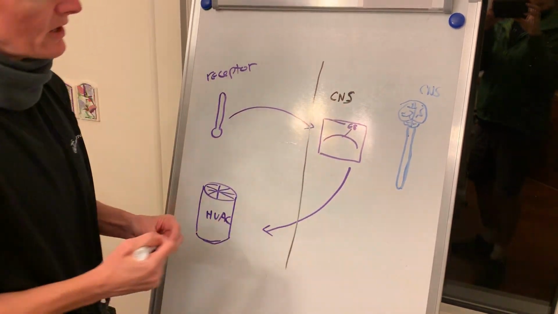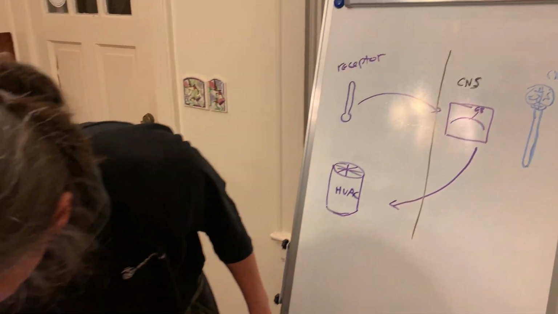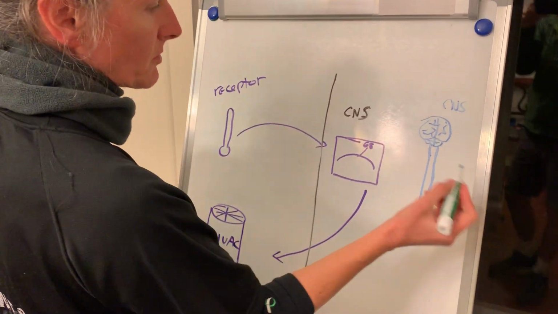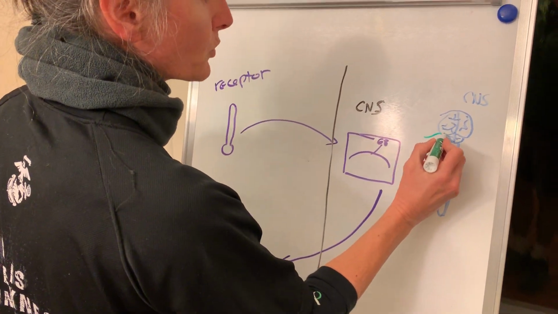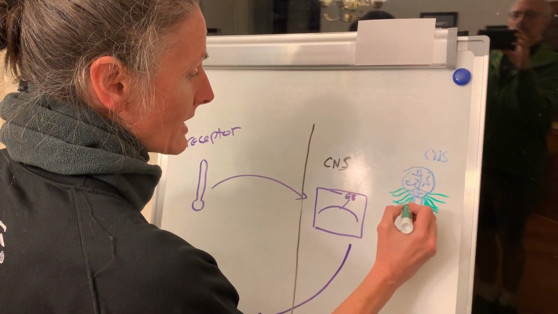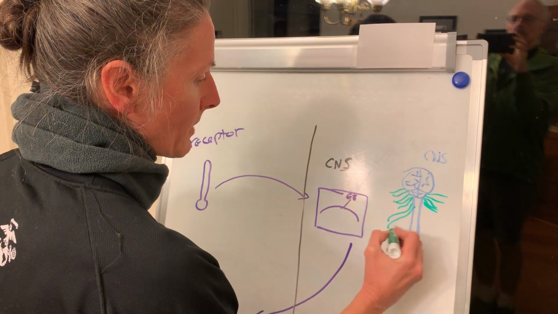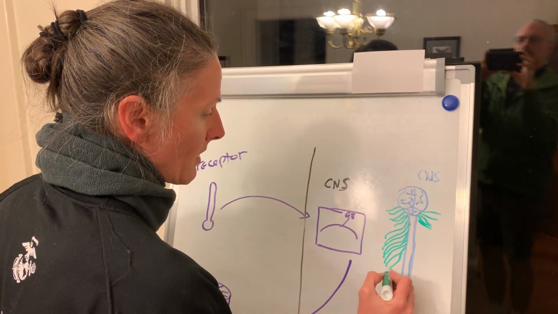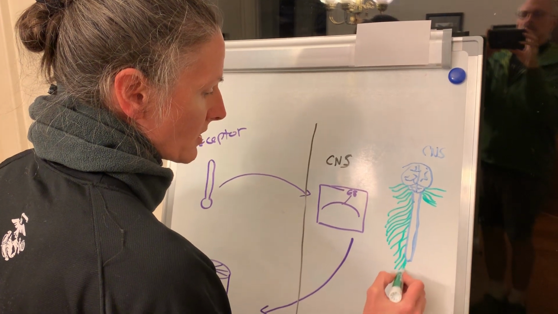And then coming out from the brain and the spinal cord, we have what is called the peripheral nervous system, or nerves. Now we have 12 pairs of cranial nerves, which are attached to the brain and the brainstem. And then we have 33 pairs of spinal nerves that come out from the spinal cord. I'm not going to draw them all, but you get the idea.